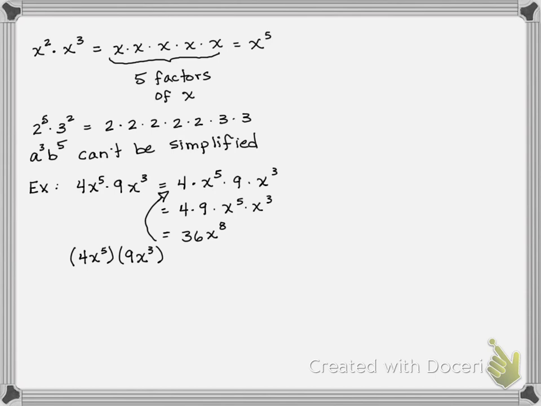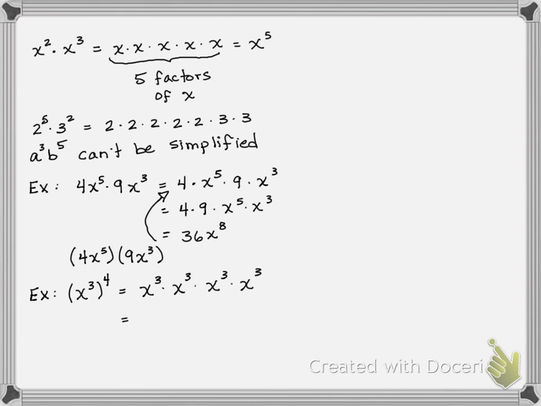So let's talk about if I have like x to the 3rd to the 4th power. So raising an exponential expression to another exponent. So this is just repeated multiplication. So if I have x to the 3rd to the 4th, that's saying I have 4 factors of x to the 3rd. So that's x to the 3rd times x to the 3rd times x to the 3rd times x to the 3rd. Well, that's just using the product rule repeatedly, right?